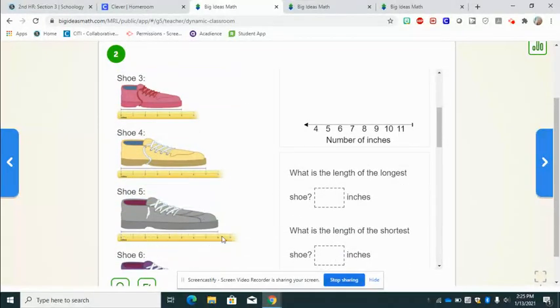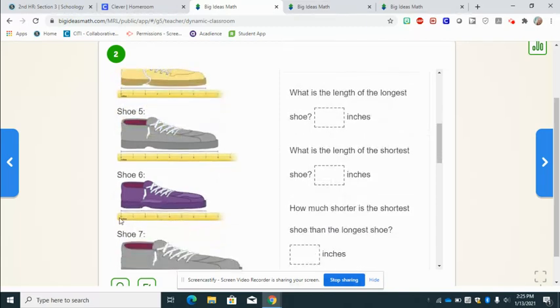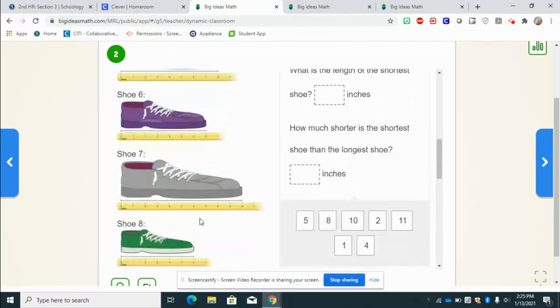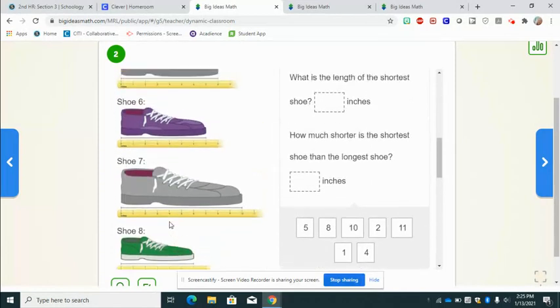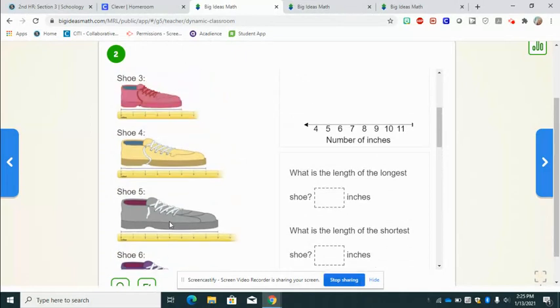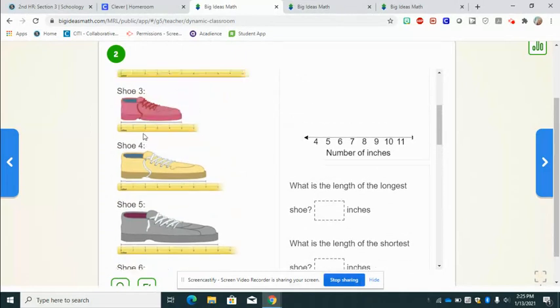Shoe 5 is 8 inches long. Shoe 6 is 7 inches long. And shoe 7 is 10 inches long. And shoe 8 is 6 inches long. Okay, so we have to go back and fill in all of these shoes. There's 8 shoes that we're measuring. So we'll try to do 2 at a time.